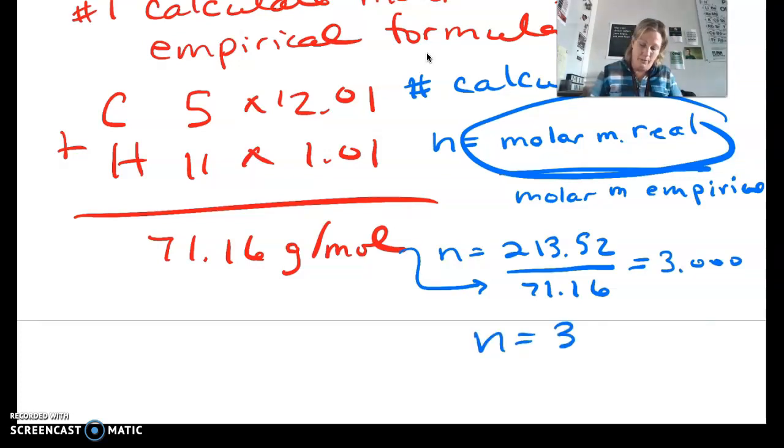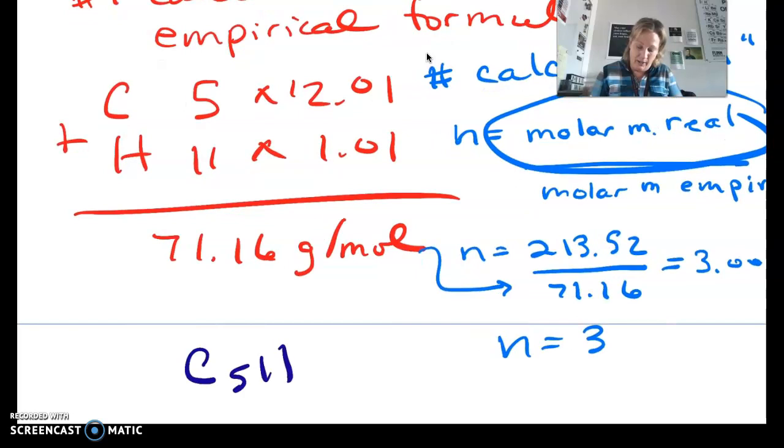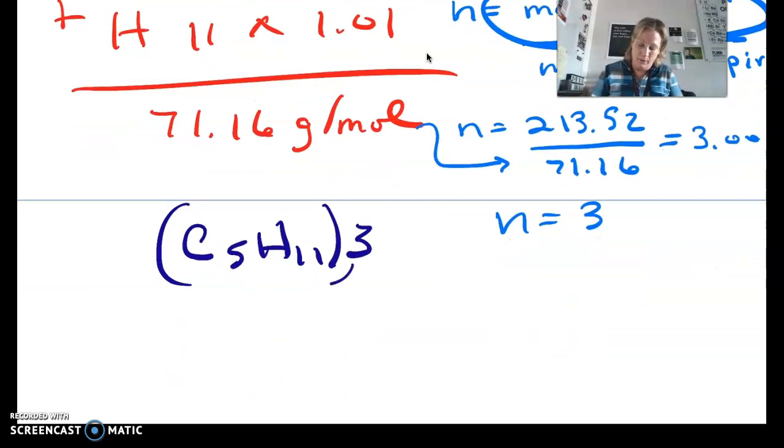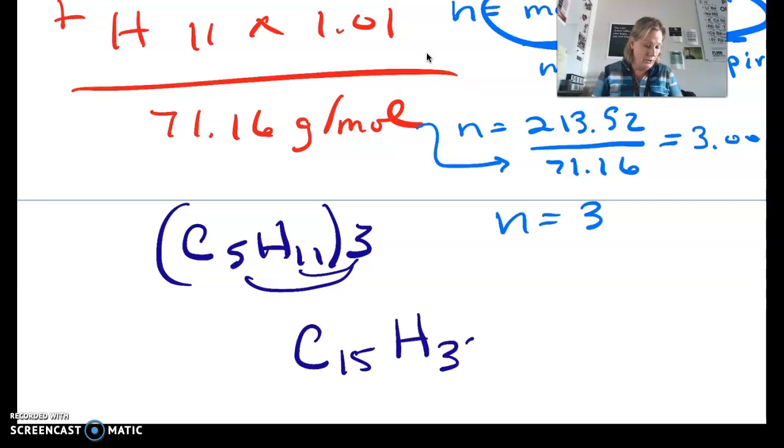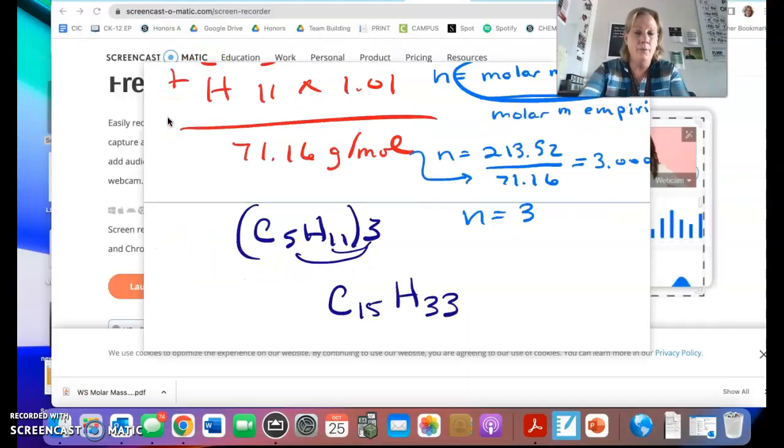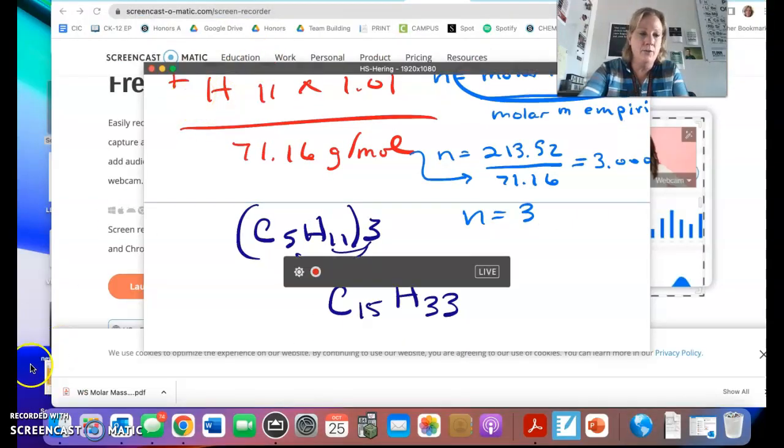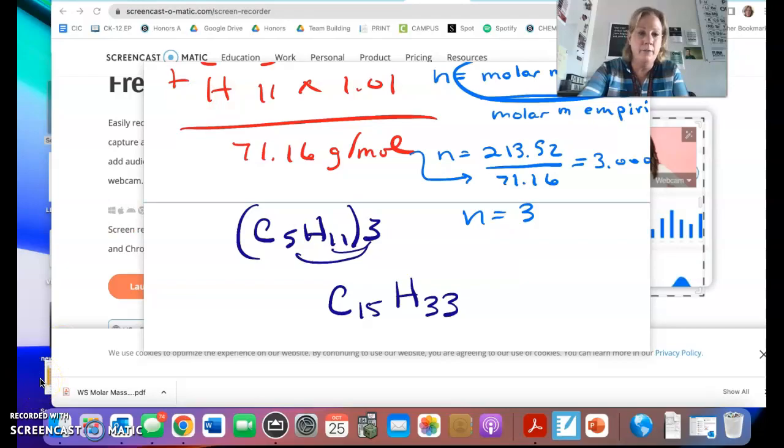So then, if I know that the empirical was C5H11, we now know it's really 3 times bigger than that, which I would distribute through, and we would have C15H33. And that is it. So hopefully that helps you as you're doing calculations for empirical and molecular formulas.